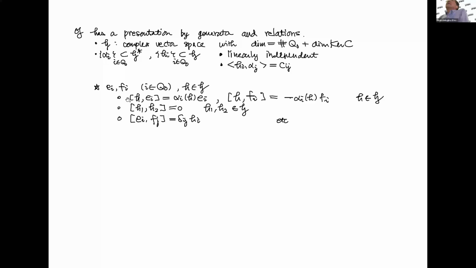H is part of the generators, but I have additional generators E_i and F_i for each vertex i, satisfying certain relations. I give only the most important ones. The bracket of h and E_i is given by alpha_i applied to h, which is a scalar, multiplied by E_i, and similarly for h and F_i. If I take small h1 and small h2 from the Cartan subalgebra, they commute. And if I take the bracket of E_i and F_j, then this equals delta_ij times h_i. There are other relations called Serre relations, but I will not review what they are.